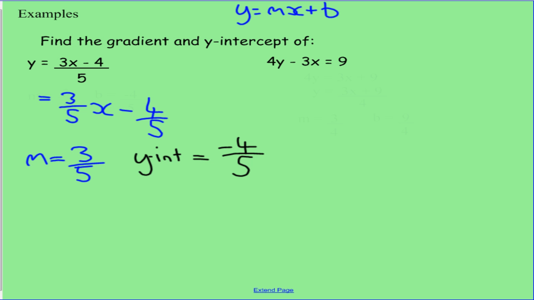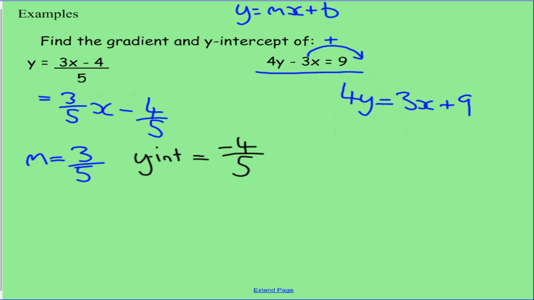Okay, in our next example here we have 4y minus 3x all equaling 9. Now that's not in the form that we need. We need y by itself and we need the y with no coefficient. So what we need to do first is move our 3x across. It's minusing 3x, so we need to add it. So we have 4y equals 3x plus our 9.